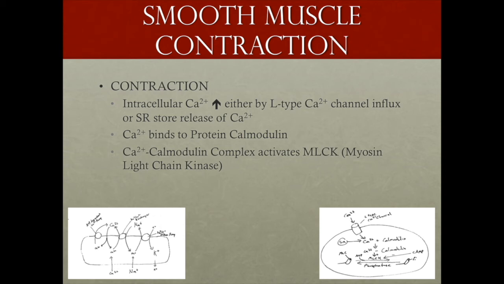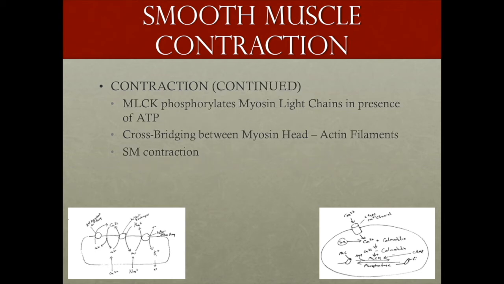Calcium binds to the protein calmodulin, and the calcium-calmodulin complex activates myosin light chain kinase. Myosin light chain kinase phosphorylates myosin light chains in the presence of ATP. This creates a cross-bridging between myosin heads and actin filaments and subsequent smooth muscle contraction.